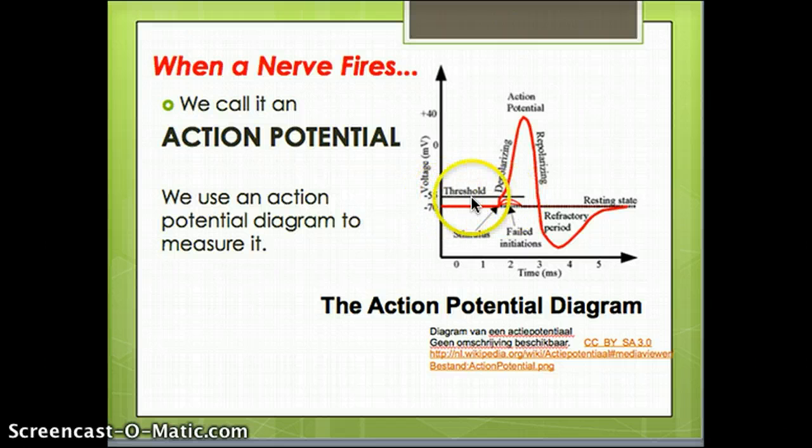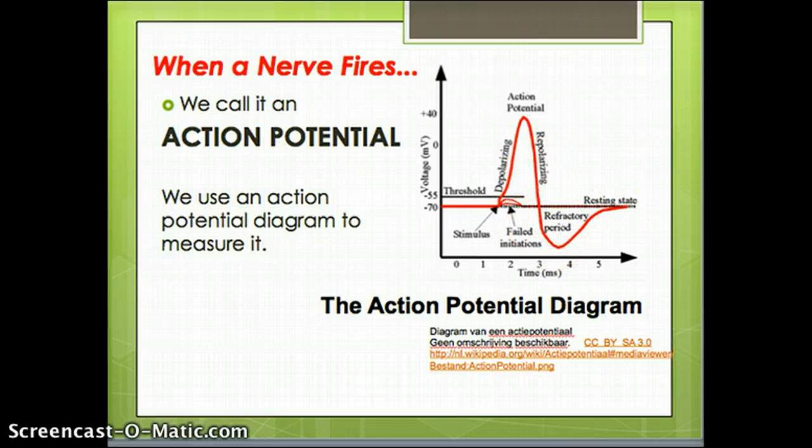Threshold is the term that we use to describe the point at which an action potential will actually occur. All of the stimuli, the electrical nerve stimuli that are below the threshold of about -50 or -60 do not result in an action potential. When the threshold of -60 is reached, then the nerve depolarizes, reaches an action potential, and then it repolarizes, which means the membrane goes back to its normal state.